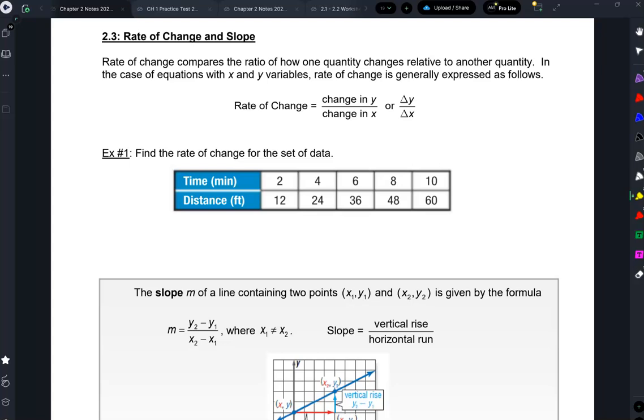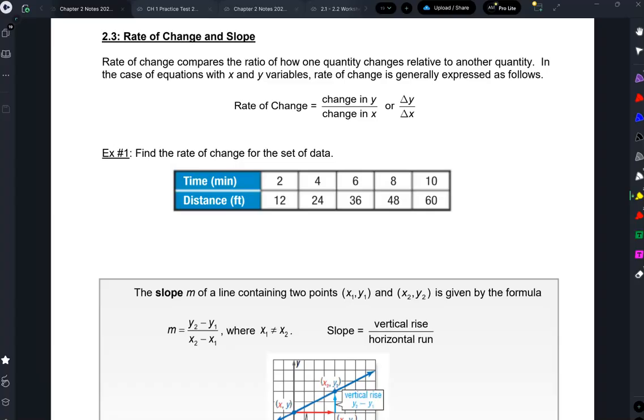And then in algebra 2, we do slope again, because slope is one of the most fundamentally important concepts in math, even through calculus. Calculus is based on the concept of slope. Okay? All right, so here we go. Let's talk about rate of change.